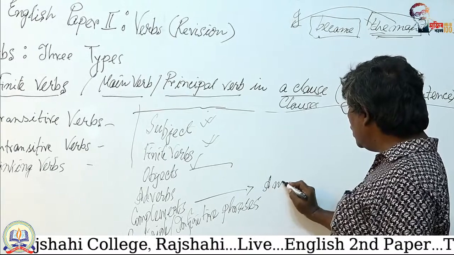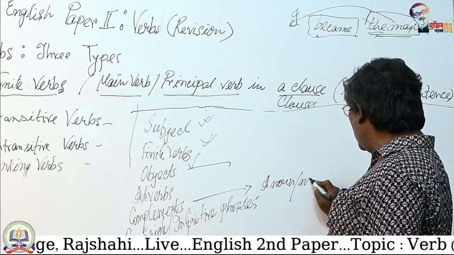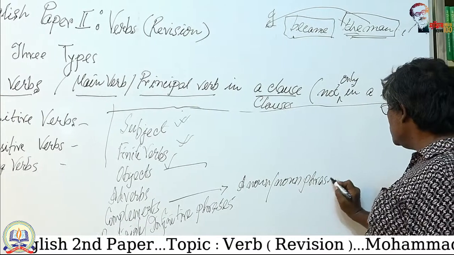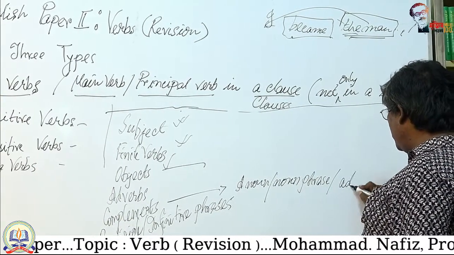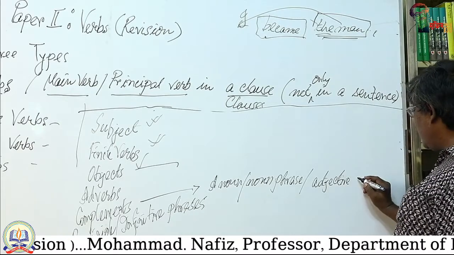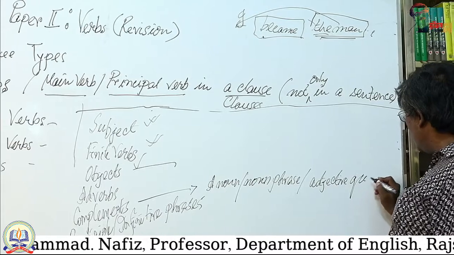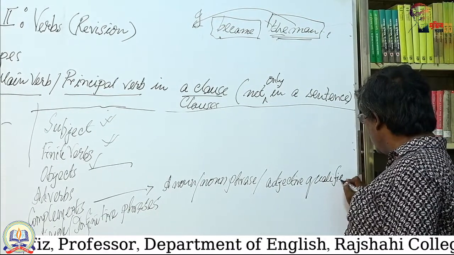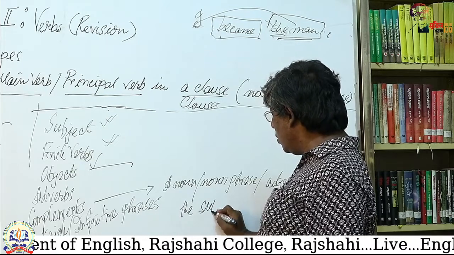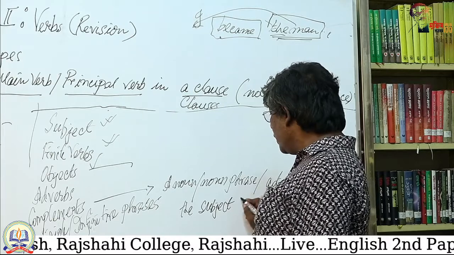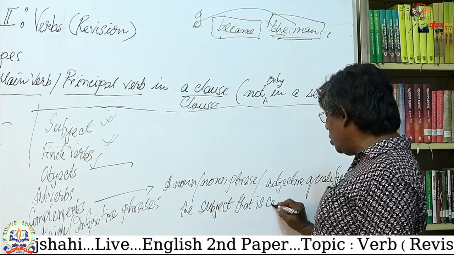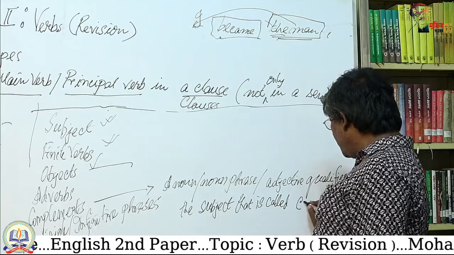So, a noun or noun phrase, and sometimes an adjective, that qualifies the subject, that noun or noun phrase or adjective is called a complement.